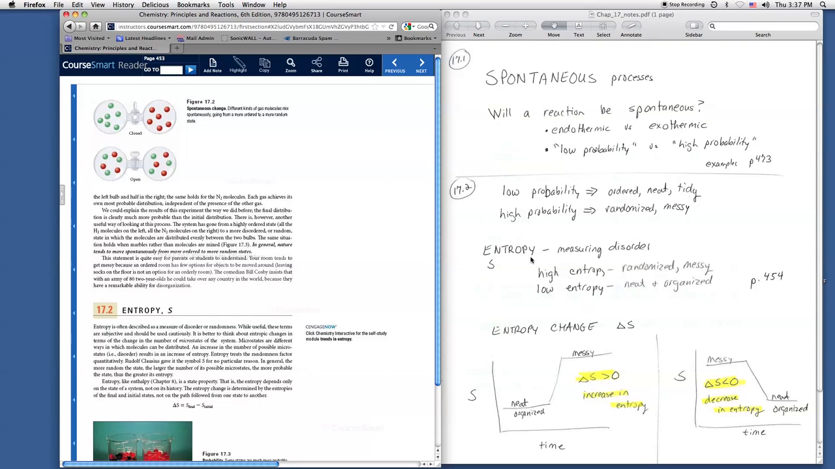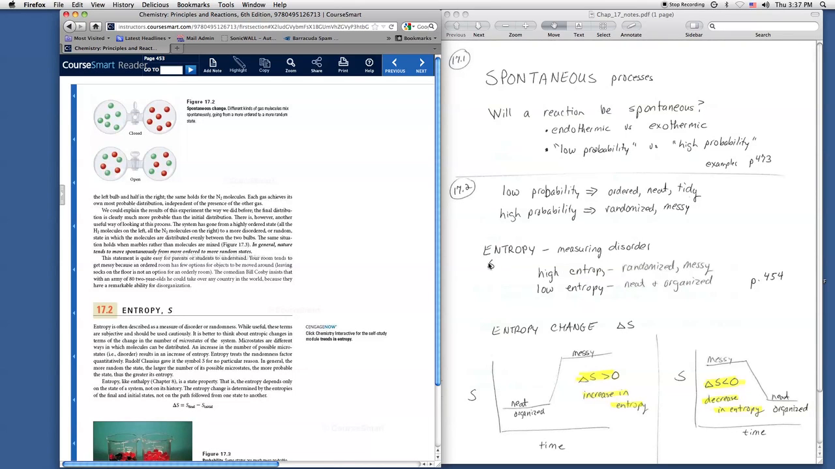You introduce the idea of entropy, which, as you can see here in the book, is measured with the letter S. I'm not sure why it's an S, but it's S for entropy. Entropy is actually a measure of disorder, or to tie it in with the word probability, like it says here in my notes, a low probability situation or a low probability substance is something that would be considered kind of orderly, neat, and tidy, whereas a high probability situation is one that's more randomized or messy.